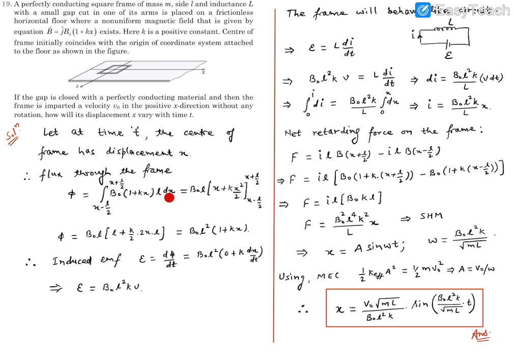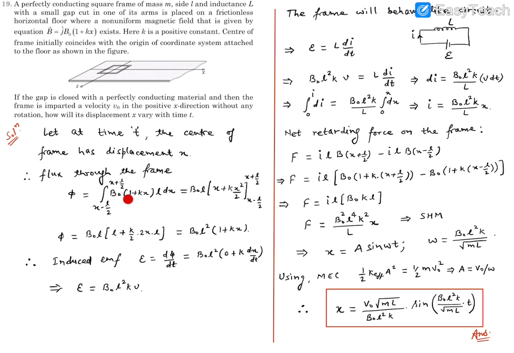Flux is going to be the integration of B dot dA. Now B is B0 (1 + kx) towards the plus y direction, and when we take any strip, it will be dx along the x direction, and the z direction is going to be L, so L dx is the differential area. Now for the limits, when the center reaches the x location, the front edge will have location x + L/2, and the rear will have location x - L/2. So integration goes from x - L/2 to x + L/2.